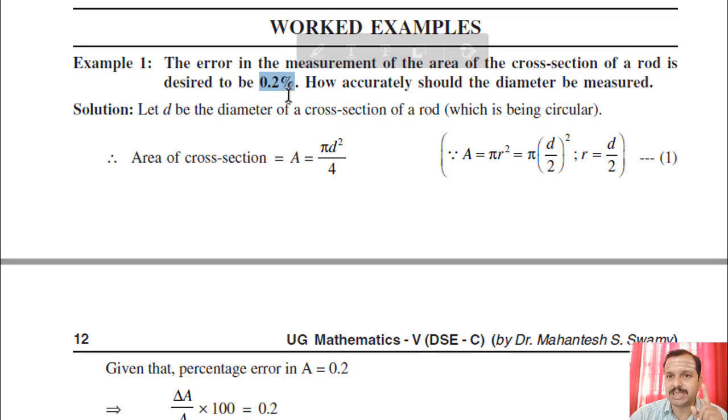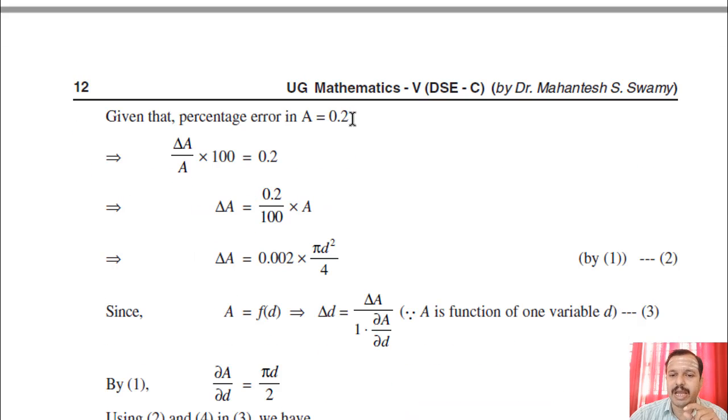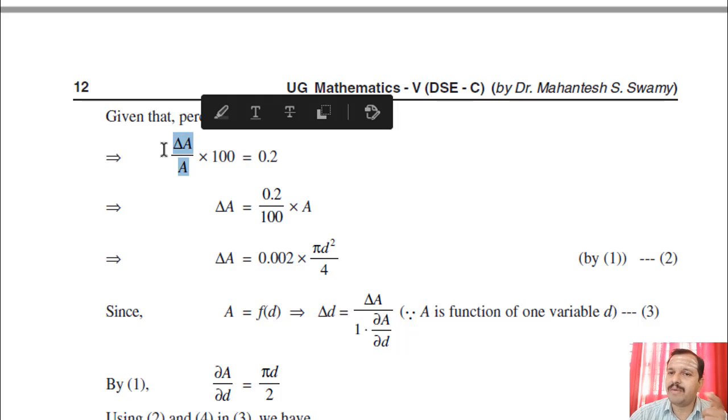That means percentage error is 0.2. We should write like this: percentage error in A is 0.2. That implies, what is the definition of percentage error? Percentage error is relative error into 100. What is relative error? Error in A divided by A, that is relative error. Relative error into 100, that is percentage error.